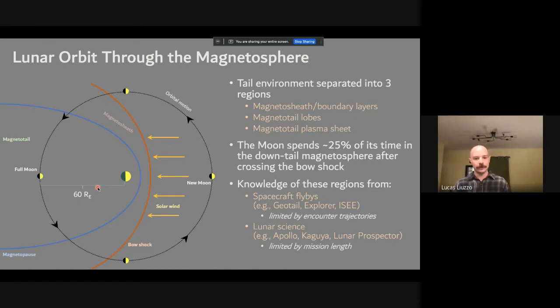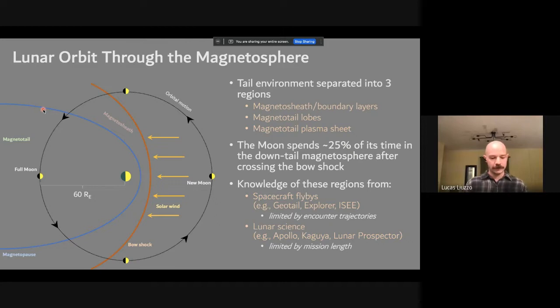So as I mentioned, during its approximately 30-day orbit, the moon spends about a quarter of its time exposed to this magnetotail plasma. And historically, a lot of the knowledge of Earth's magnetotail environment has come from one of two places: either spacecraft flyby missions, for example GeoTail or Explorer, or direct lunar science, so spacecraft that have either landed on the moon or gone into orbit around the moon.